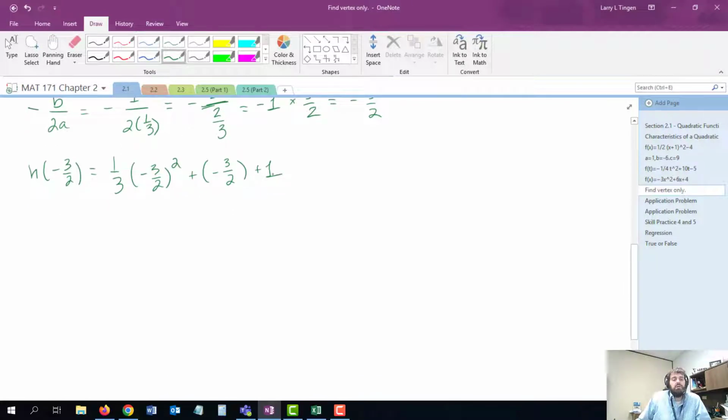All right, so let's do some math. I've got to follow order of operations. Order of operations says I've got to deal with the exponents first. Negative 3/2 squared, negative 3/2 times negative 3/2, is positive 9/4. Plus negative 3/2 is the same thing as minus 3/2. I'm going to use some reduction here to my advantage. The 3 and the 9 have a common 3, so I can divide that down or reduce. So now I have 3/4 minus 3/2 plus 1.